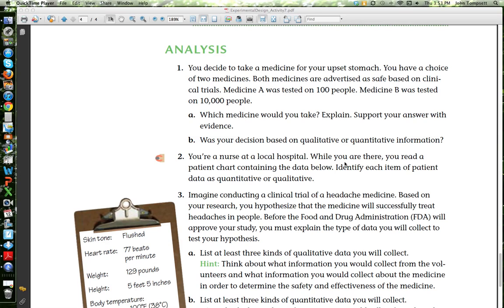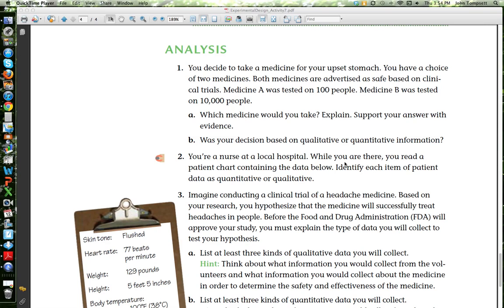Letter A, which medicine would you take? Explain, and support your answer with evidence. So remember, answering in complete sentences, you have to explain why you wanted to take that one, and you have to support it with evidence. Was your decision based on qualitative or quantitative information? Remember, a complete sentence is required.